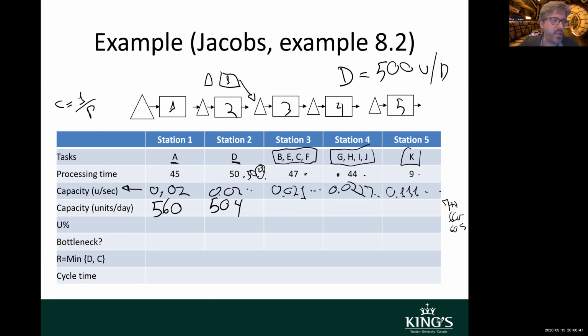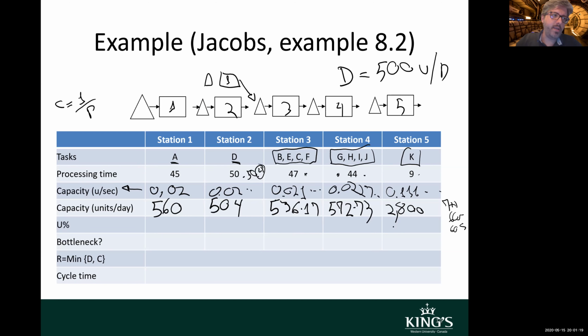Let's see, what else? Station number 3 is 536.17. Station number 4 is 572.73. And station number 5 is a whopping 2,800 units.